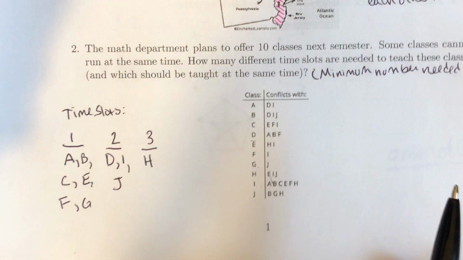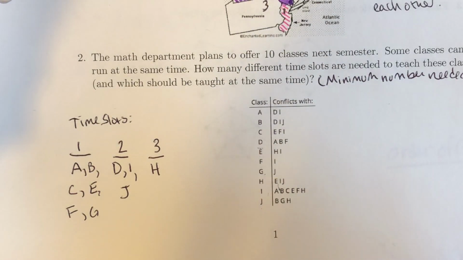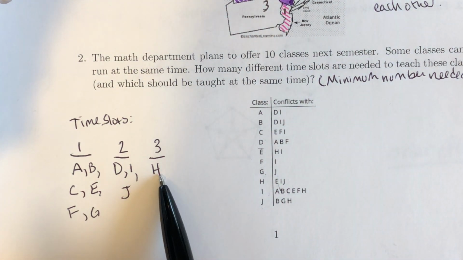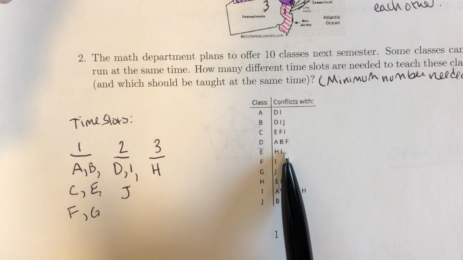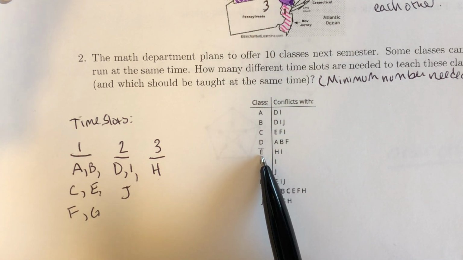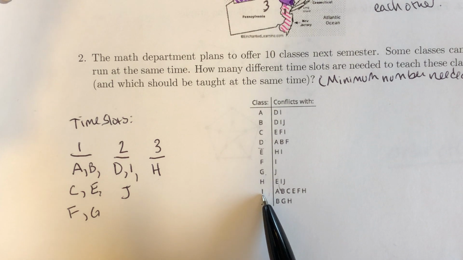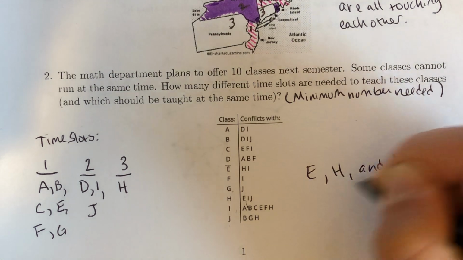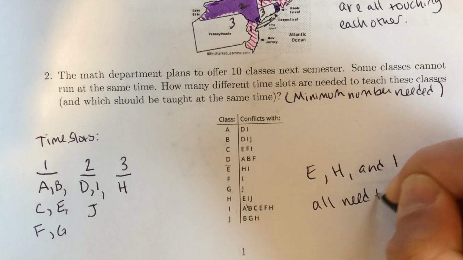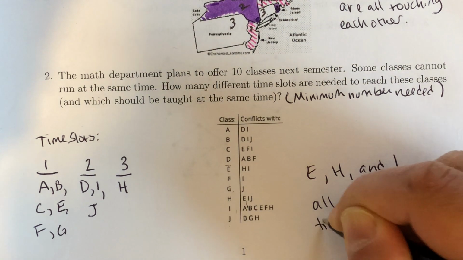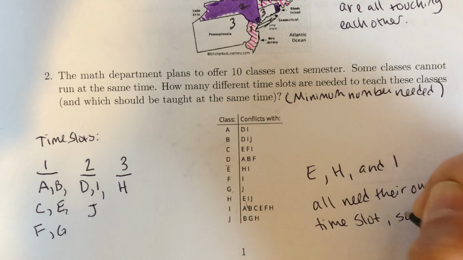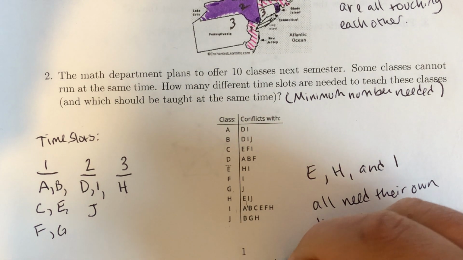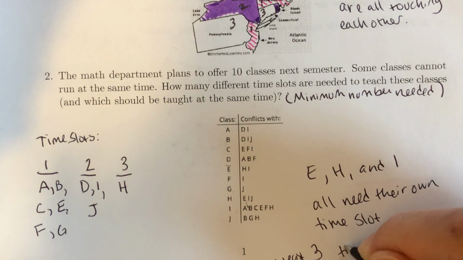Well, we want to use the same kind of argument we made up here. We want to find 3 classes that are all sort of mutually conflicting with each other. And we sort of did that already when we justified why H needed its own time slot. H can't be in a time slot with E or I. E can't be in a time slot with H or I. And I can't be in a time slot with E or H. So E, H, and I all need their own time slot. So 3, or at least 3, time slots are needed.